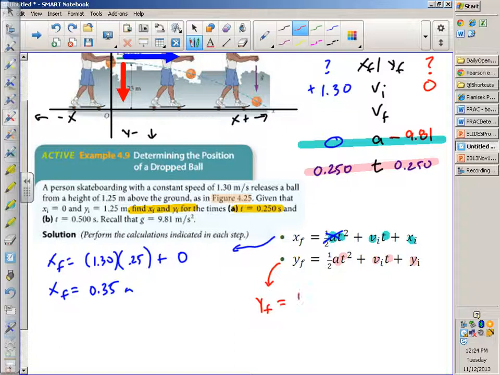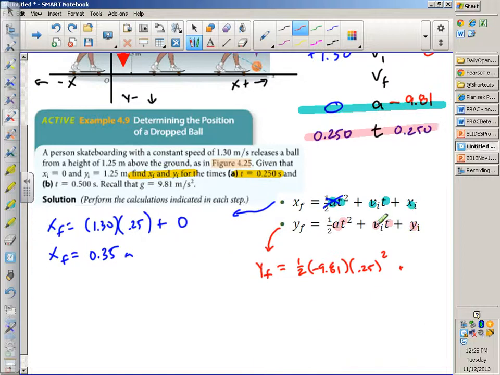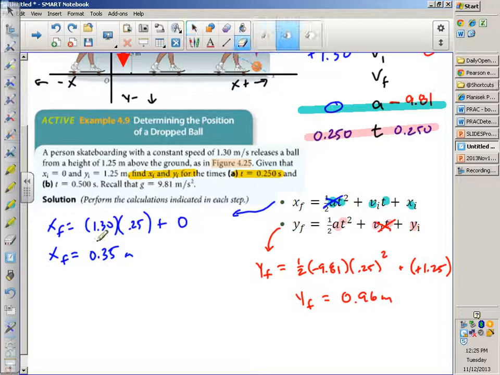Y final equals 1/2 times the acceleration, which is negative 9.81, times t, which is 0.25. We've got to square that t, right? Plus, but what did we say was the initial velocity on the y-axis? What was happening initially on the y-axis? Nothing. 0, right? So what happens to this whole term? 0. That term just goes away. And then we end up here with 1.25. We plug that in, we should end up with, I believe, 0.96 meters. That's about right. What is it, 0.94? 0.943 meters. Okay.